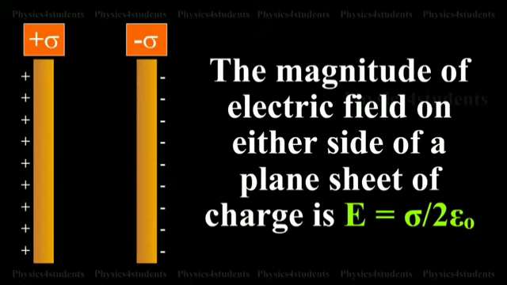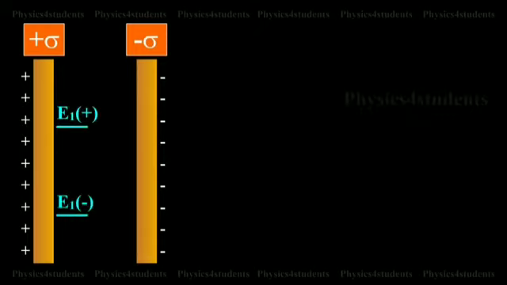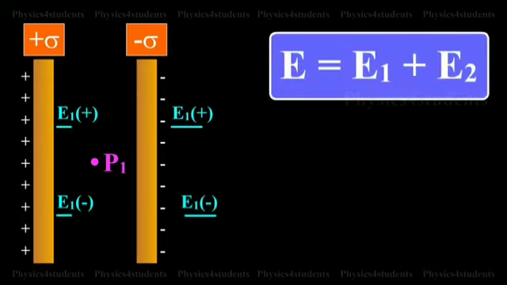The electric field between the plates and outside the plates is found using Gauss law. The magnitude of the electric field due to an infinite charge plane sheet is sigma by 2 epsilon naught. At the points P2 and P3, the electric field due to both plates are equal in magnitude and opposite in direction. As a result, the electric field at a point outside the plates is 0.